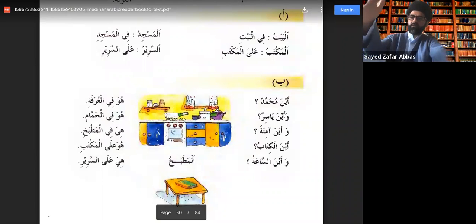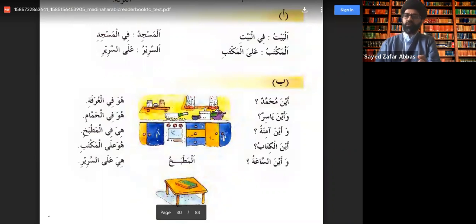So now here we have some questions and some answers, which we're going to go through, and based on those questions and answers, we're going to go through the exercise that we're going to be asked on the next page. So, Aina Muhammad? Where is Muhammad? Huwa fil ghurfati. He is in the room. Wa Aina Yasir?